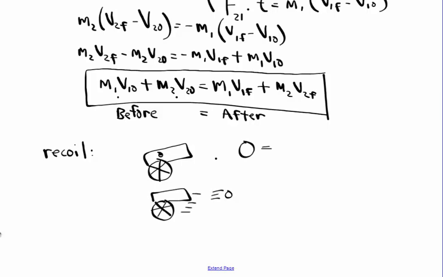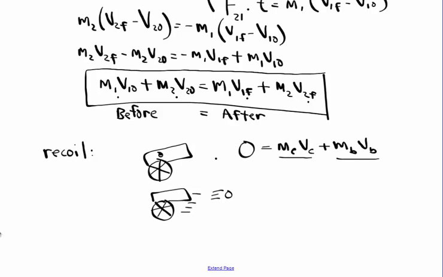Now afterwards, the cannon is going to recoil backwards, and the cannonball is going to fly forward. And I can say that the mass of the cannon times the speed of the cannon equals the mass of the ball times the speed of the ball. Now you can see the only way this is going to work out mathematically is if one of these terms is positive and one of these terms is negative. They have to add up to 0.